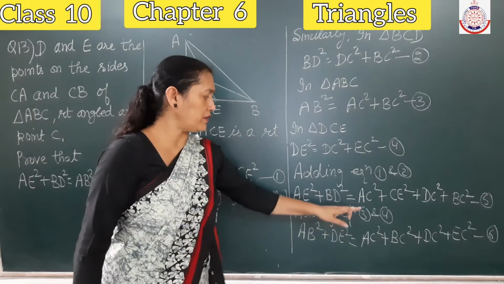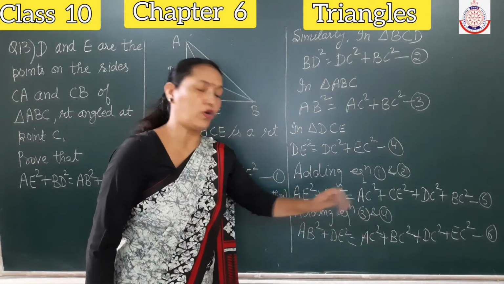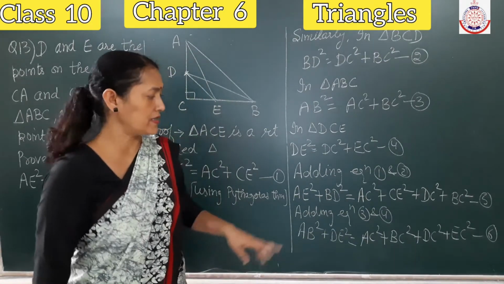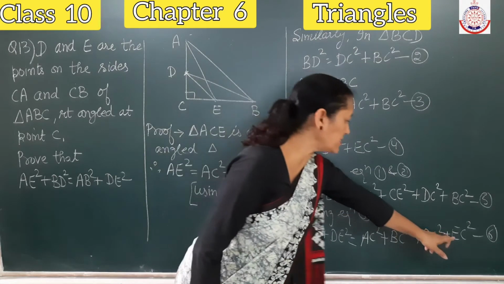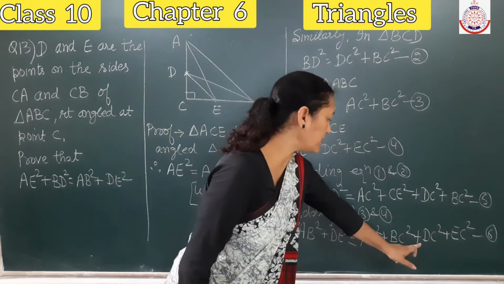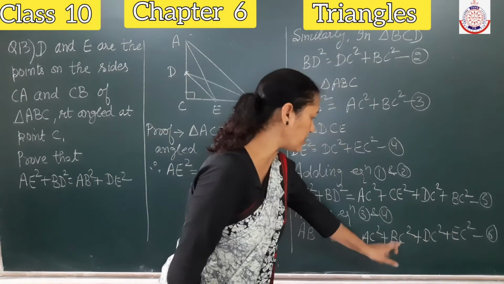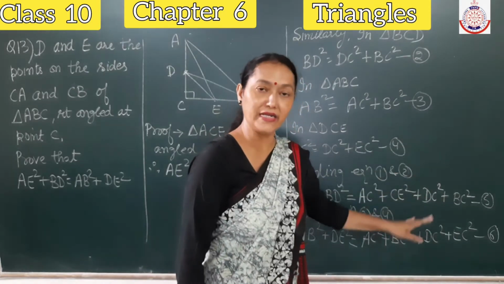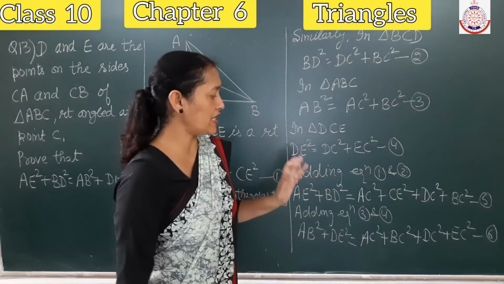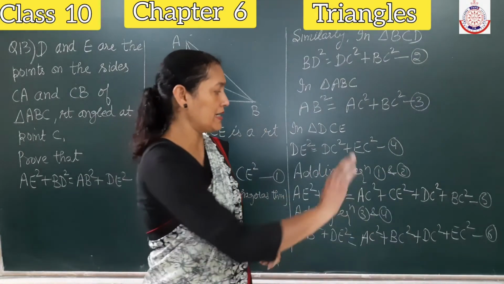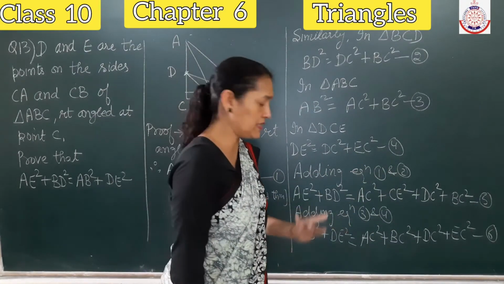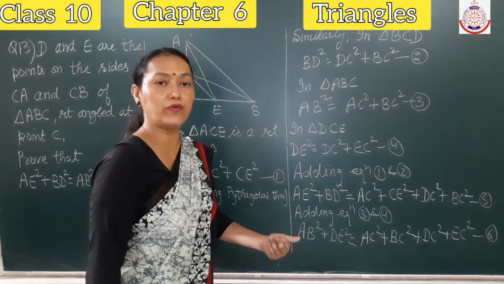Now carefully observe the right hand sides of equation number 5 and 6. AC square, AC square, CE square, CE square, DC square, DC square. Means all the terms are identical, same. Means we can say that if we compare the two equations, right hand sides are equal. That means left hand sides will also be equal.